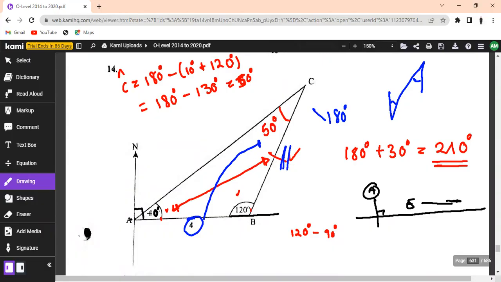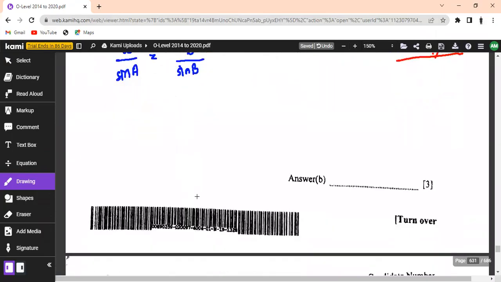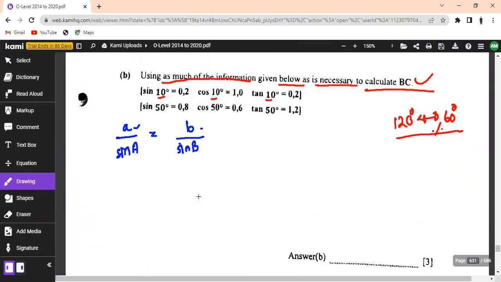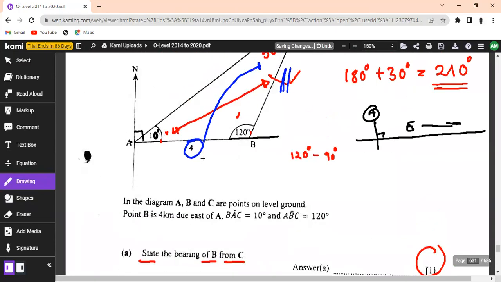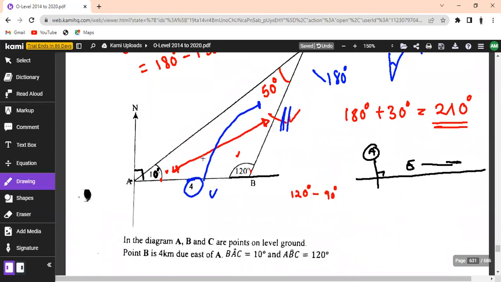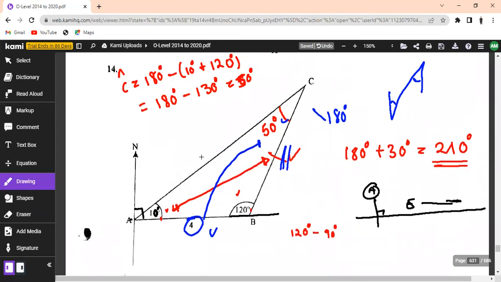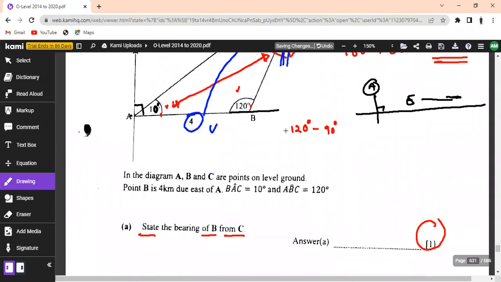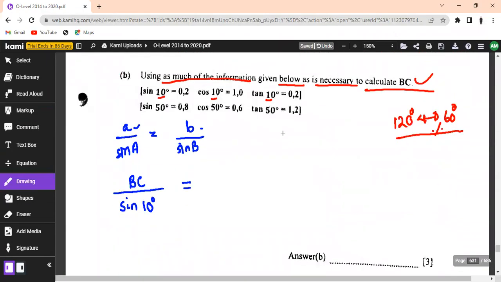So it's BC over the angle that is opposite to BC, which is what? 10 degrees. So it's BC over sine 10 degrees, which is equal to what you are given. You are given this side of 4, and it corresponds with this angle of 50, which is at C. So it's going to be 4 over sine 50.